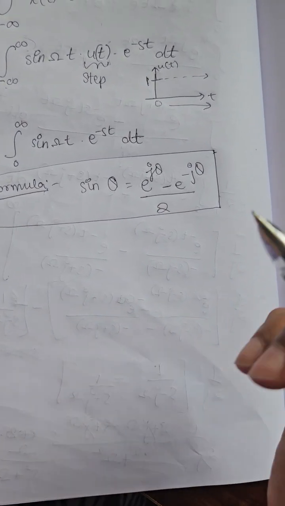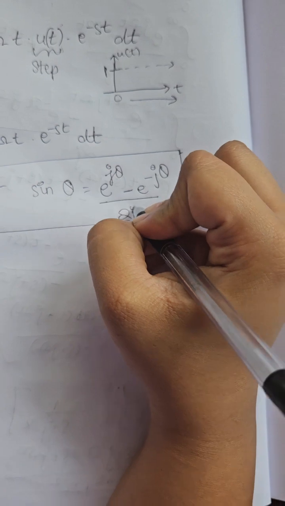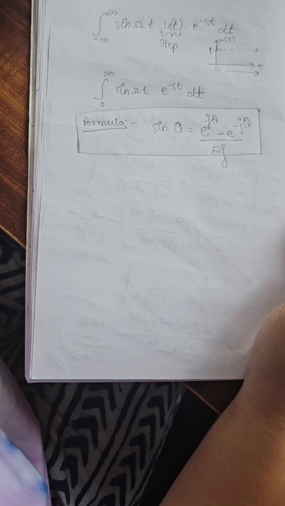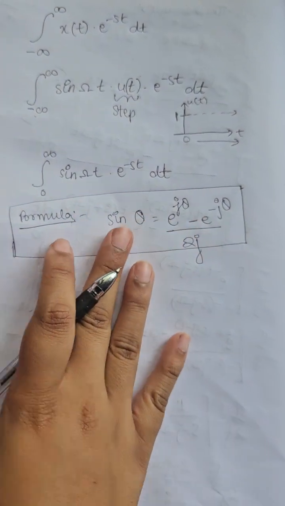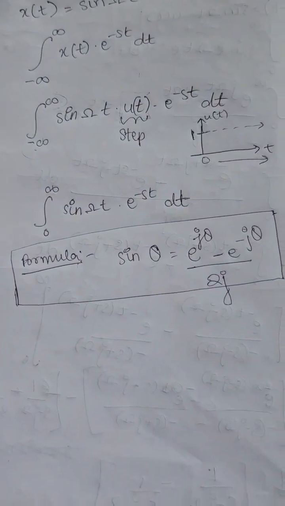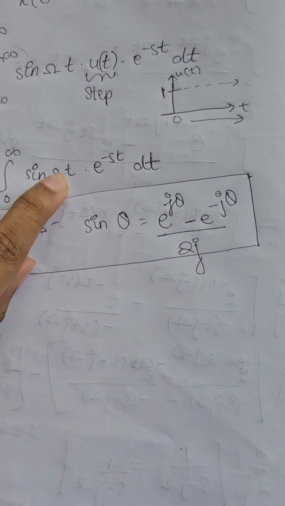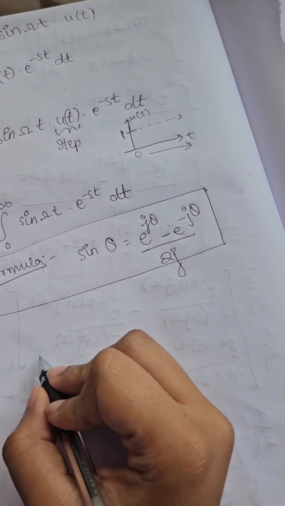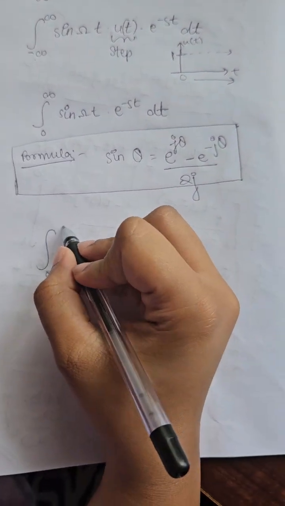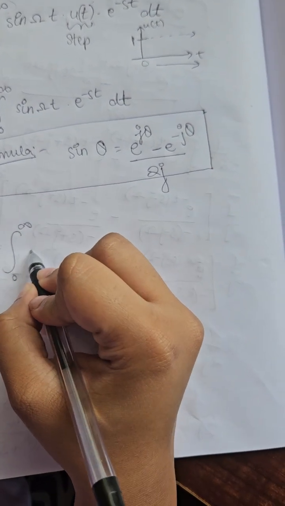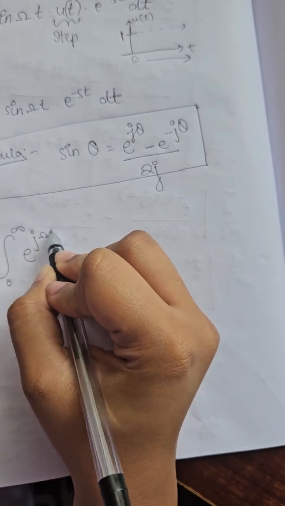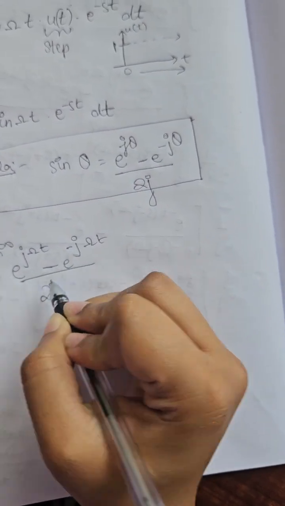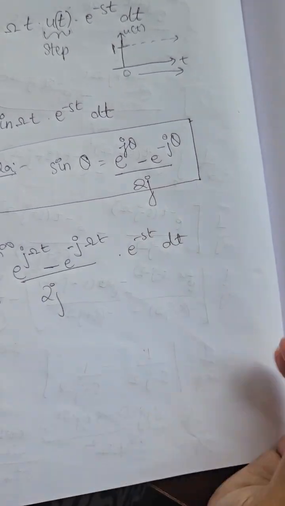For cos, it is 2, not 2j, okay? For cos, you have to put plus and you don't put a j. It's just 2. So this is our formula for sine. Apply this over here where your theta will be omega. So 0 to infinity, e raised to j omega t minus e raised to minus j omega t upon 2j, into e raised to minus st dt. Pretty simple now.